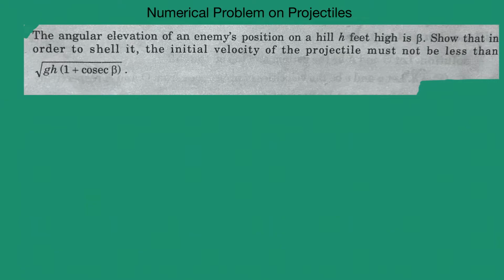Today's numerical problem in this video lecture is: the angular elevation of an enemy's position on a hill h feet high is beta. Show that in order to shell it, the initial velocity of the projectile must not be less than this factor.